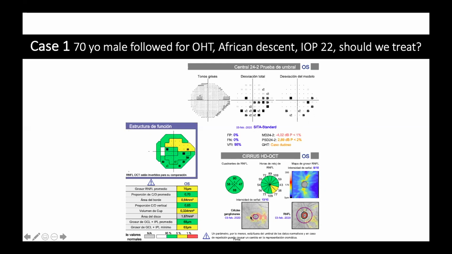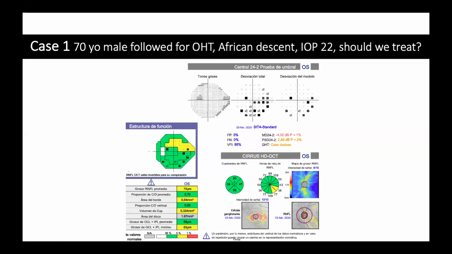And also there are some mild changes in the ganglion cell layer as well. So if you have these three things and the pressure is not perfect, and then we also have the risk factor of being of African descent, I would probably treat this patient.